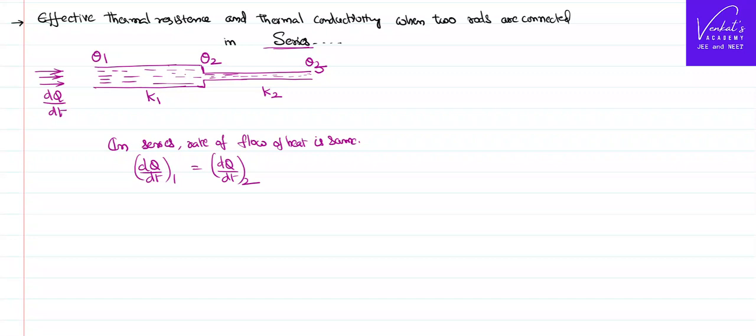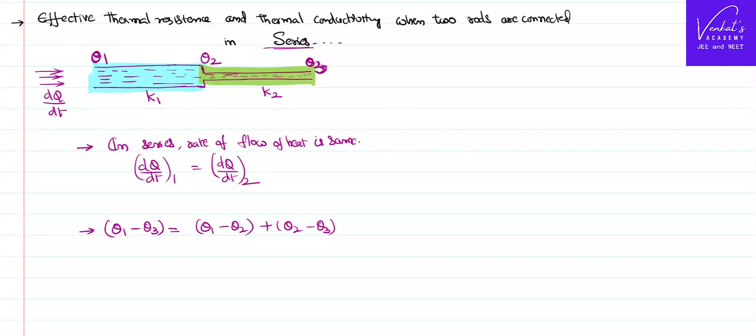If you notice a little carefully, one more important point is that the temperature difference between the first end and last end, theta 1 and theta 3, can be written as the temperature difference across the first rod, theta 1 minus theta 2, plus the temperature difference across the second rod, theta 2 minus theta 3. So the total temperature difference is the temperature difference across the first rod plus the temperature difference across the second rod.